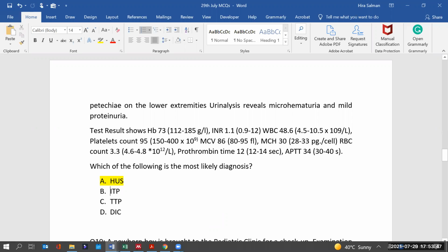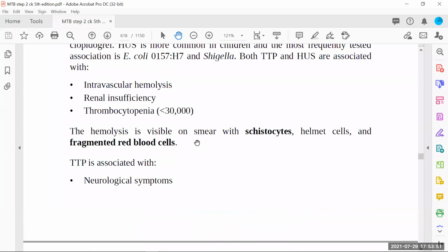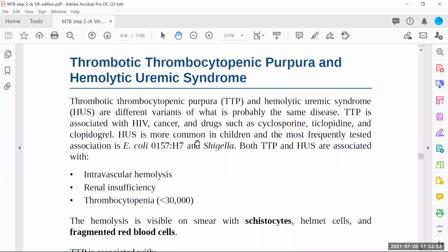TTP and HUS we did together, dear. We did them together because it's the same thing. Only on the basis of diagnosis will they differ. They always come together because they are the same thing.